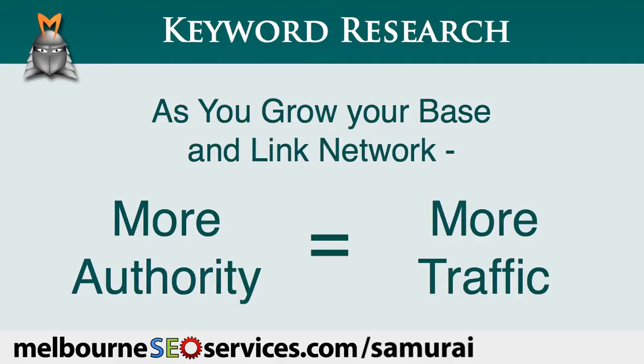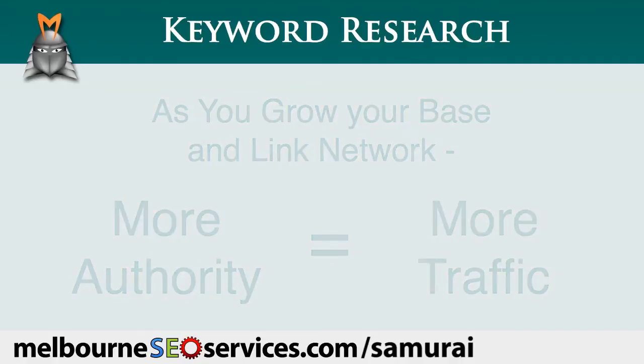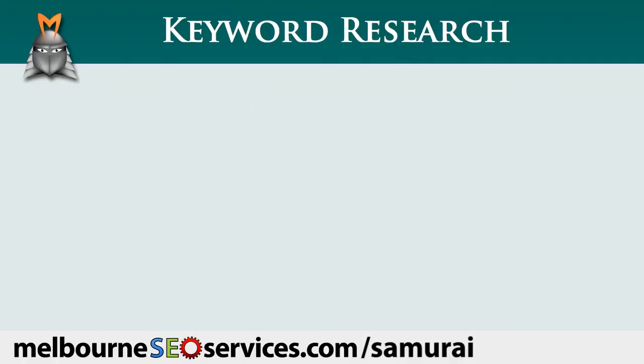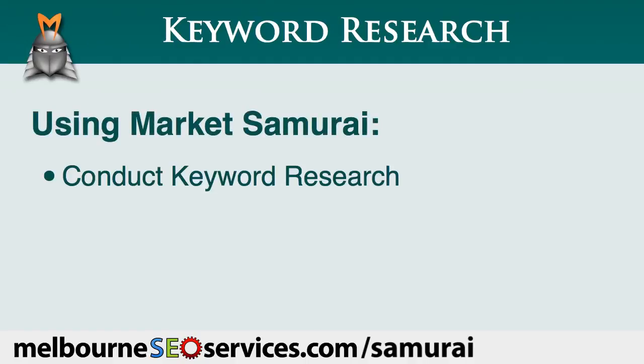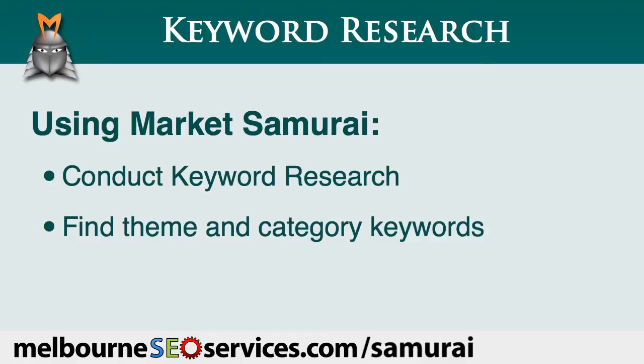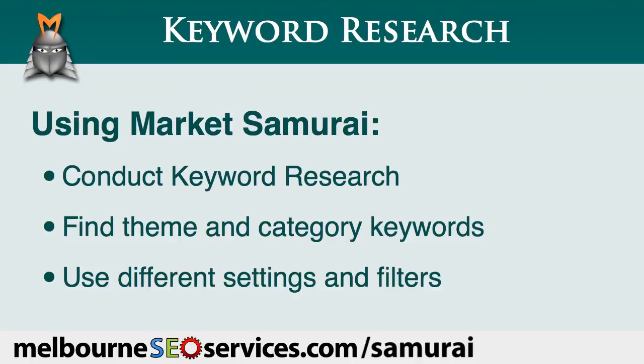So now that you understand what long-tail derivative keywords and semantic long-tail keywords are, let's take a look at how to use Market Samurai to find these important keyword phrases. What we need to do is to conduct another round of keyword research for our theme keyword and each of our category keywords. This time, however, we'll be using different search settings and different filters in order to find the long-tail keyword phrases that we're looking for.